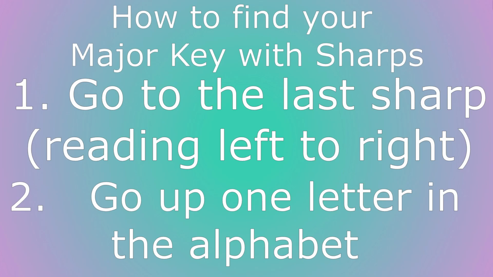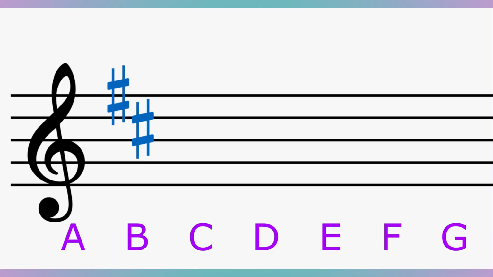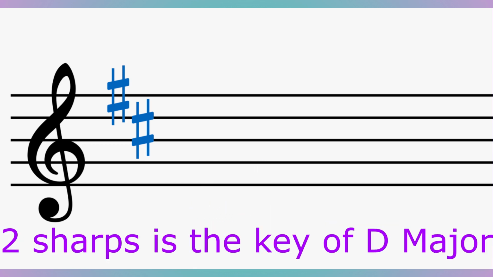To figure out what major key we are in when there are sharps in our key signature, we go to the last sharp and go up one letter in the alphabet. Let's take this key signature for an example. We have 2 sharps. Reading from left to right, I have F sharp and C sharp, making C sharp my last sharp. Then I go up one letter in the alphabet, so from C to D, and I'm done. I am in the key of D major.